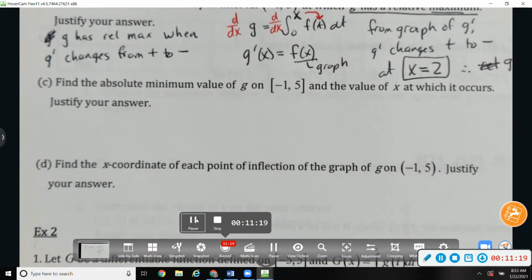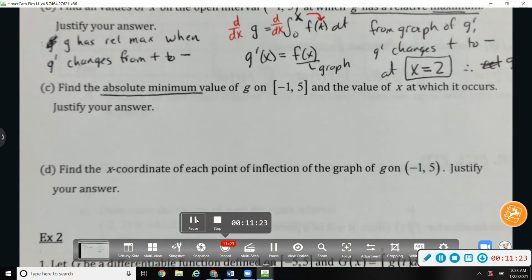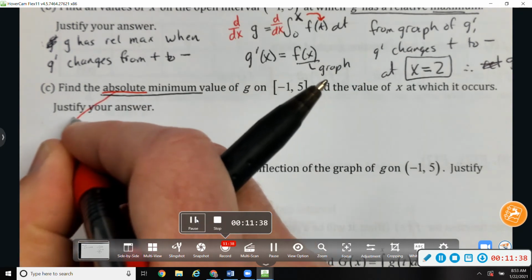Part C, find the absolute minimum of g on -1 to 5 and the value of x at which it occurs. So it wants the y value and the x value. Justify your answer. Do you remember what we need to remember when we're talking about absolute mins and maxes?